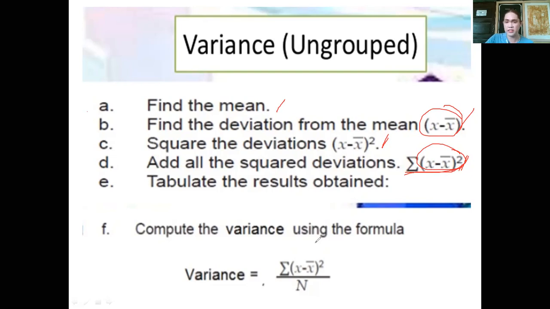To compute the variance, you can use this formula. What are the things that we need? X bar is the mean, X is the raw score. Summation means you add the squares of the mean deviation. When I say mean deviation, you subtract the mean from the raw score. And N is the total number of data. Take note of that. You can repeat this video discussion if you missed my description of the formula. This is the formula used to find the variance of ungrouped data.